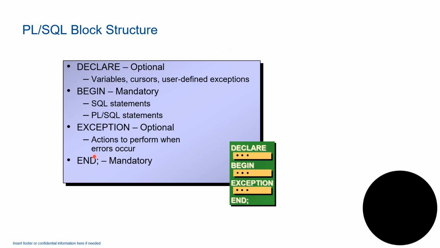Now exception handling. This is again an optional part which contains the code that handles runtime errors. Basically, if we want to capture any errors here, we can write in the exception block, and end just to end that particular block.